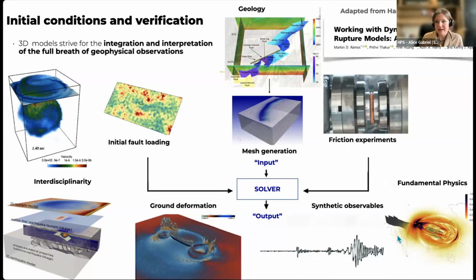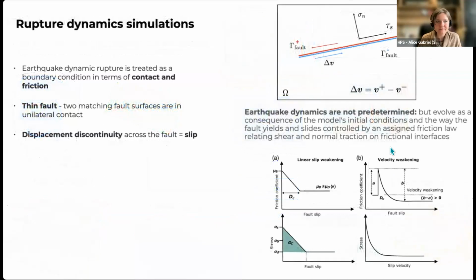I want to highlight a practical paper that was published by Marlon Ramos, one of our external SeisSol users. He wrote a really nice review paper about working with dynamic earthquake rupture models in a practical sense. Earthquake dynamic rupture is treated as a boundary condition in terms of contact and friction. This is what's plotted here in this little sketch.